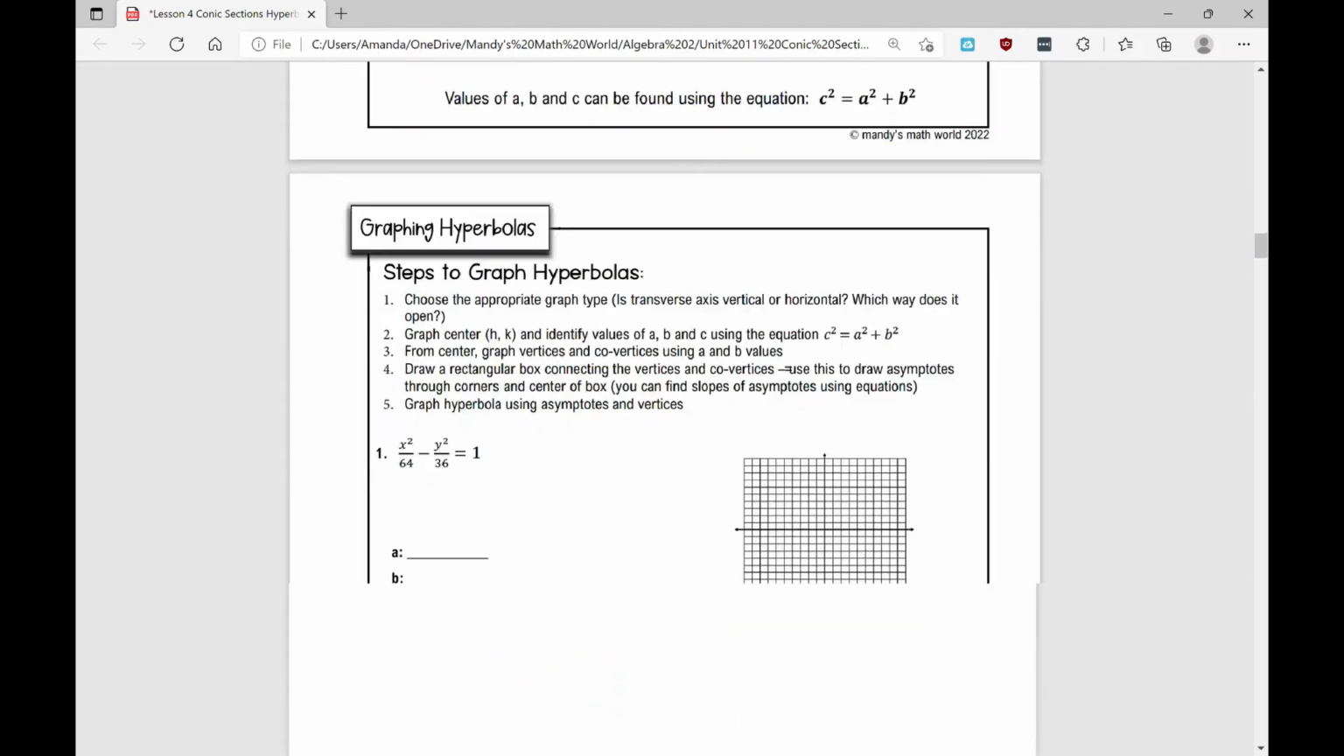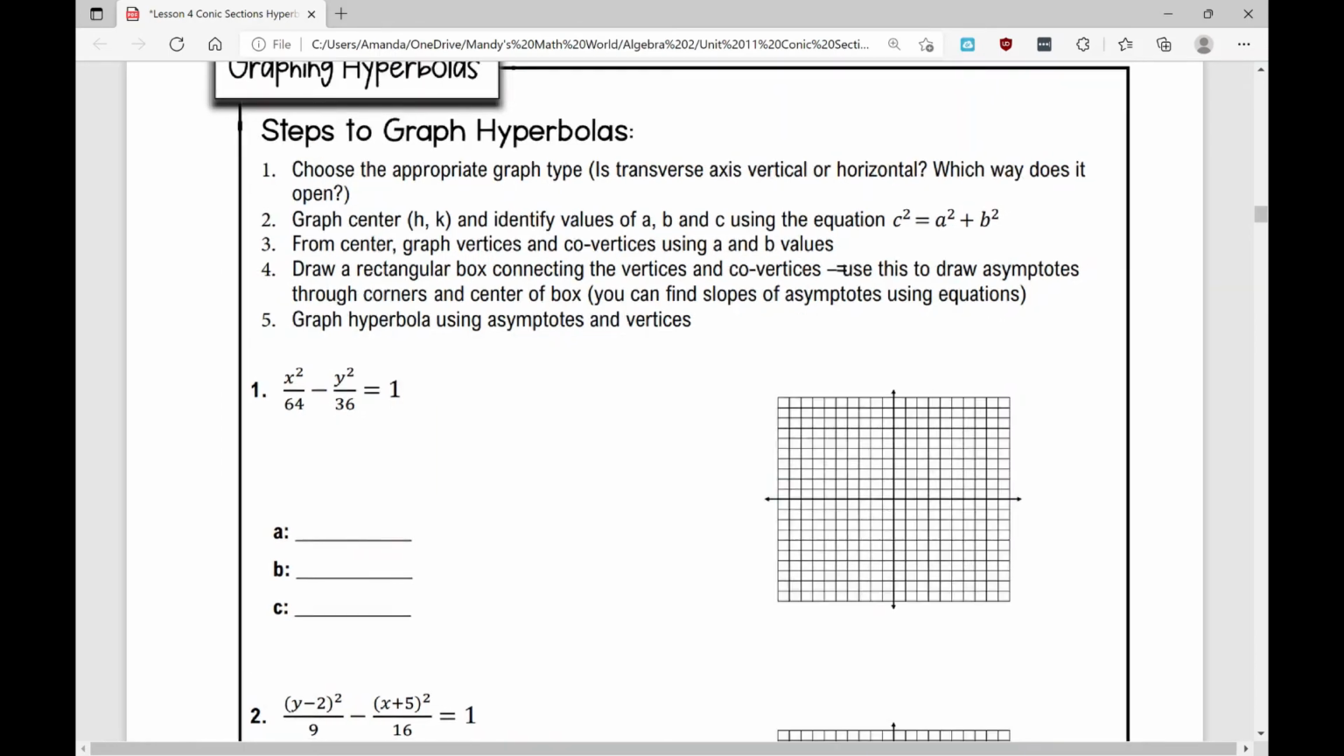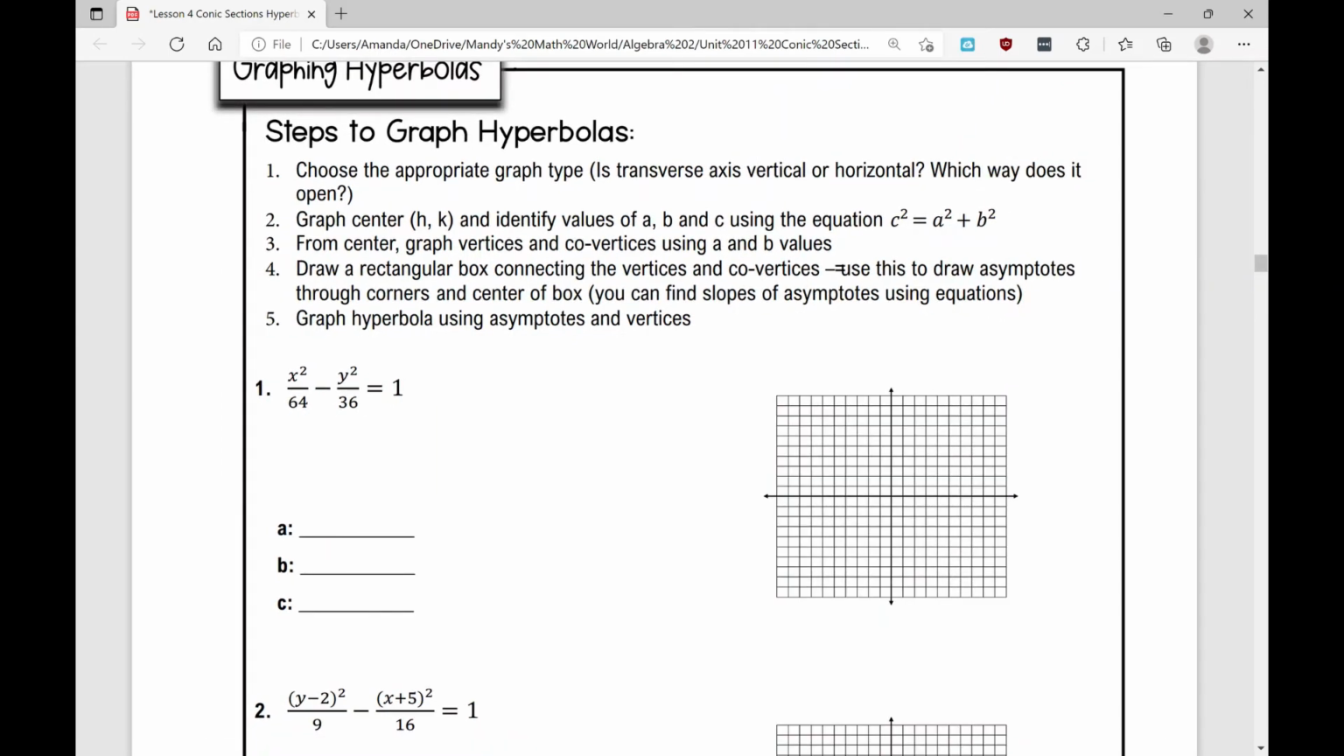Okay, let's move on to graphing hyperbolas. Your steps to graph a hyperbola are, as with an ellipse, you need to choose the appropriate graph. But in this case, you're deciding, is your transverse axis vertical or horizontal? And you can draw a little picture. Which way does it open? Let's do that on problem number 1.